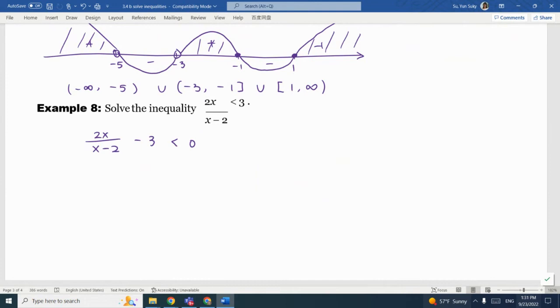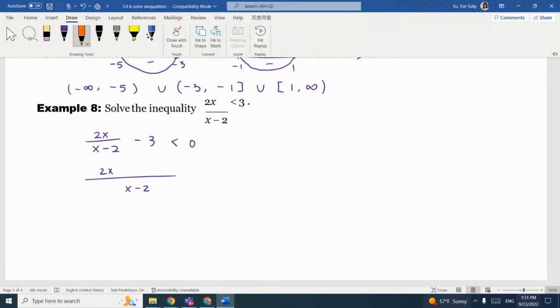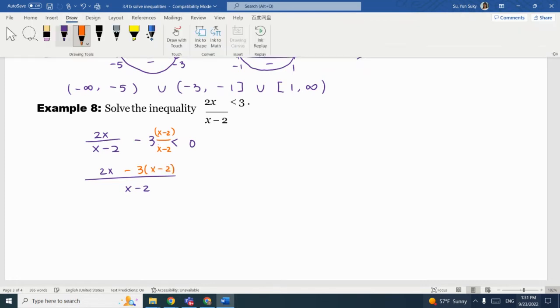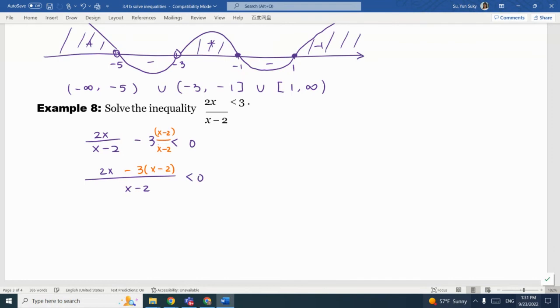No. So we need a common denominator, which is x minus 2. And so we multiply by x minus 2 and divide by x minus 2. Yes, everybody? So this is like subtract 3 times parentheses x minus 2. Don't forget the parentheses. Okay, so a common mistake is forgetting the parentheses.